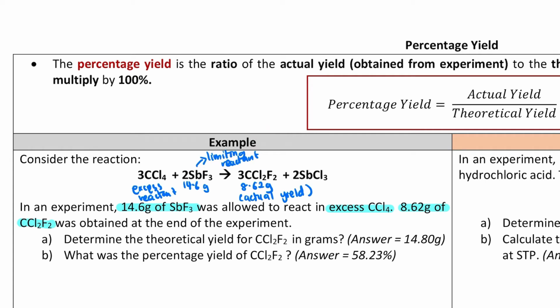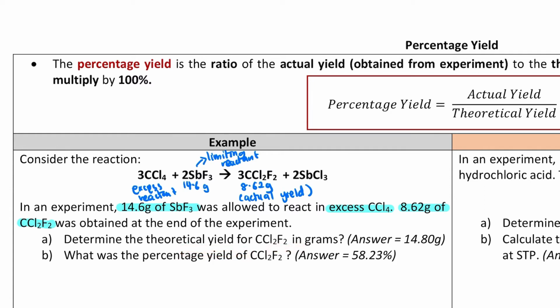Alright, so next let us move to an example. In this example, it gives us an equation and says that in an experiment 14.6 gram of SbF3 was allowed to react with excess CCl4. 8.62 gram of CCl2F2 was obtained at the end of the experiment. So determine the theoretical yield for CCl2F2 in gram.